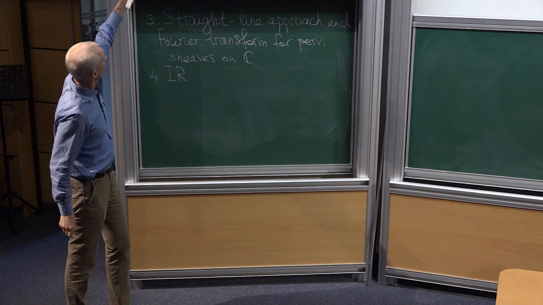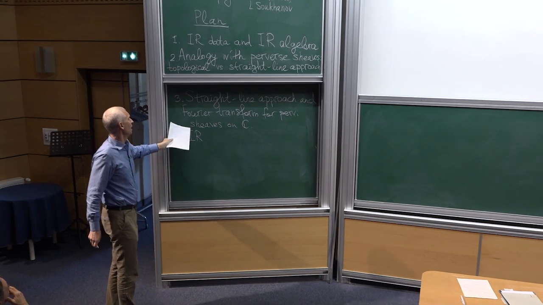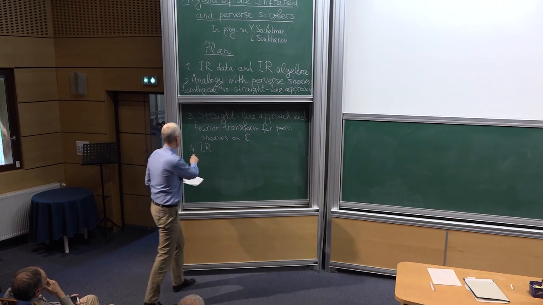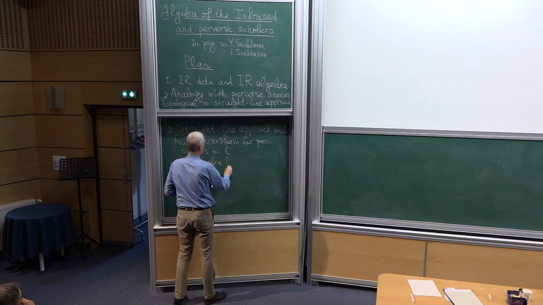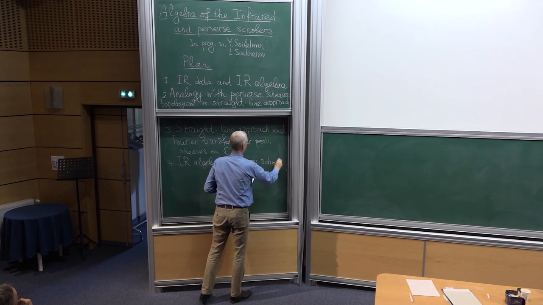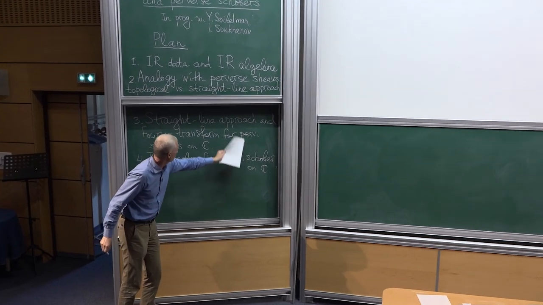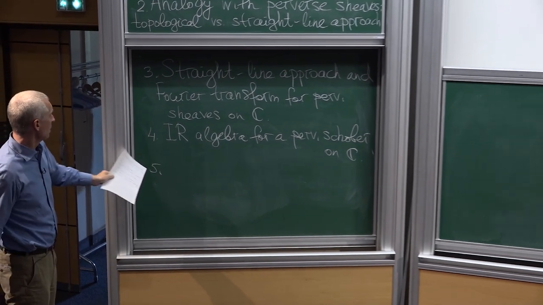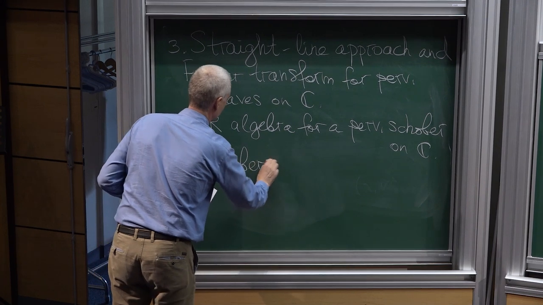Perverse Schobers are categorical analogs of perverse sheaves, and I recall briefly the main features, how we think about them. So I write infrared algebra for a perverse Schober, again in the simplest situation on the complex plane. A perverse Schober is just the analog of perverse sheaves. And finally, maybe a summary and a little speculation that Schobers correspond to theories in some sense.